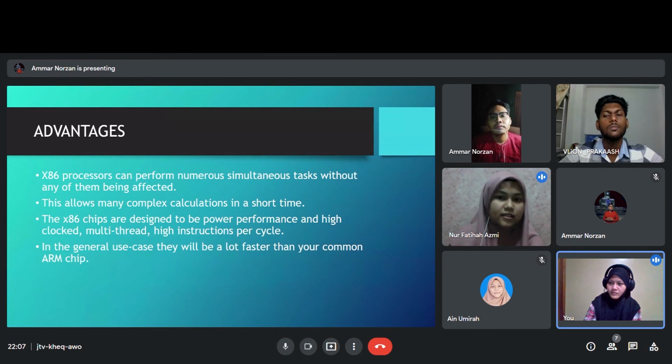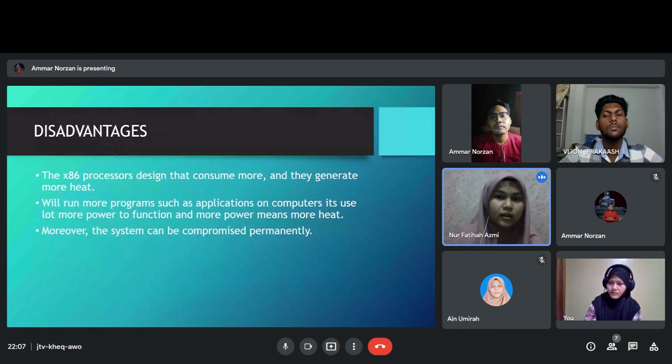So next is the disadvantage. The disadvantage is that the X86 processor design consumes more power and generates more heat. It will run more programs such as applications on the computer. It uses a lot more power to function, and more power means more heat. Moreover, the system can be compromised permanently.